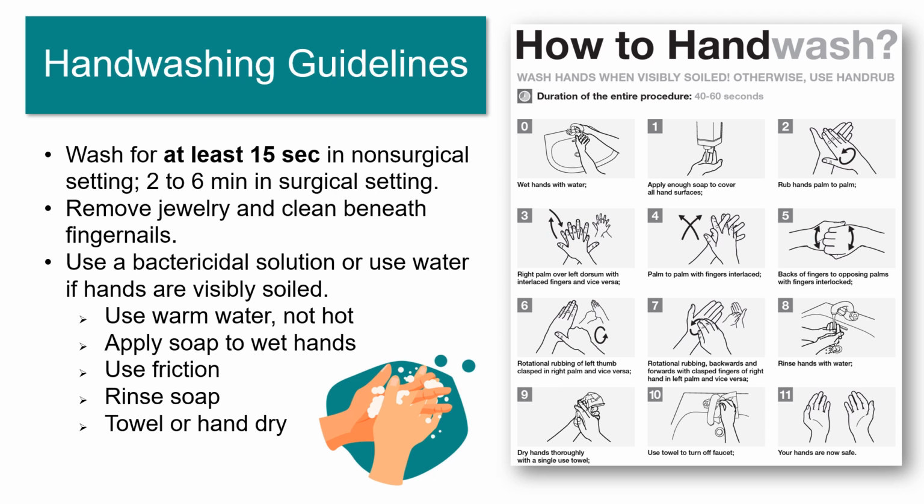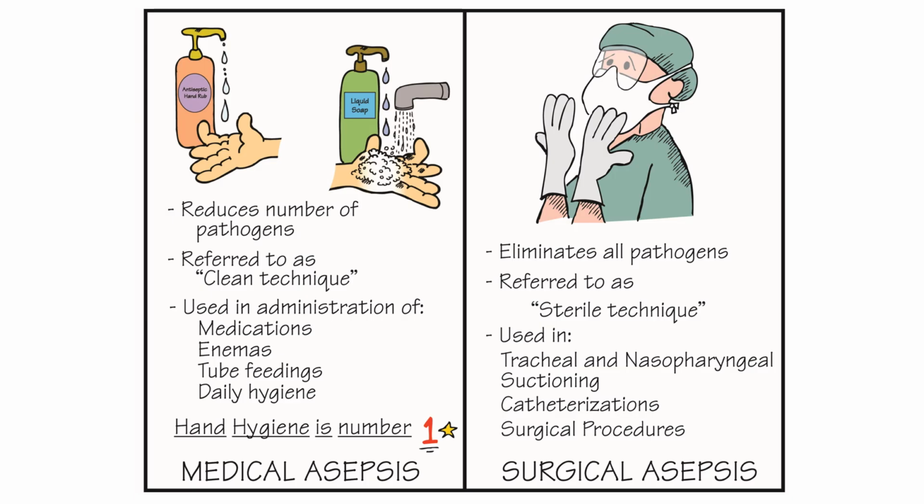You don't want to wear any rings. It can harbor bacteria. You can't really wash under that well if you have rings on. And also clean underneath your fingernails. If you're wearing bracelets, same thing. If they hang low, because you need to wash at least 2 inches on the wrist, then you should remove that also. You use warm water, not hot. You don't want to excoriate your skin because you can cause skin breakdown on your own hands. You want to apply soap to wet hands. Use friction. Friction is key. Rinse soap, towel dry, and use the towel to turn off that water. This is just a little picture for you.